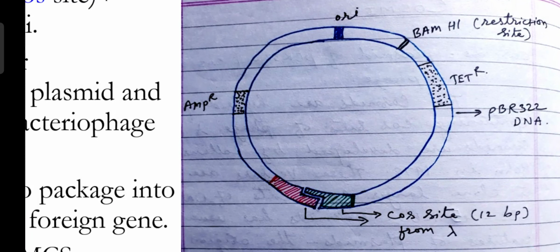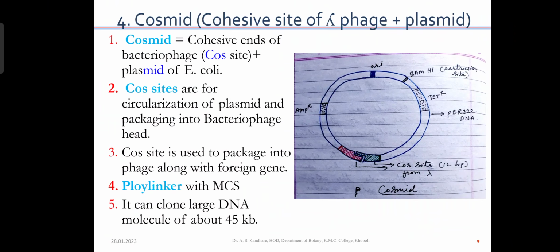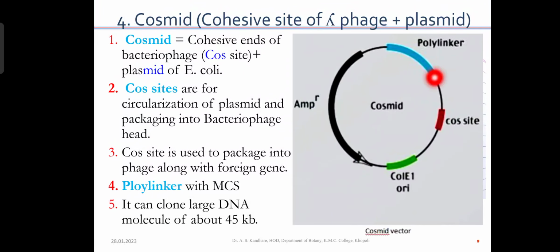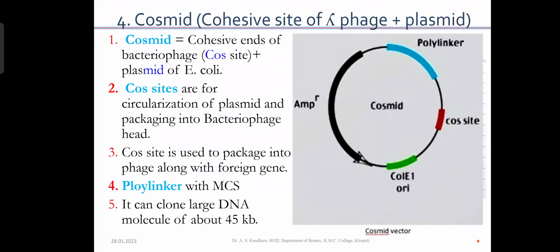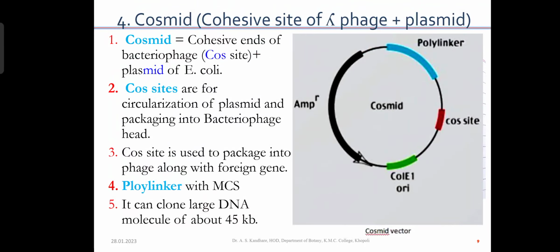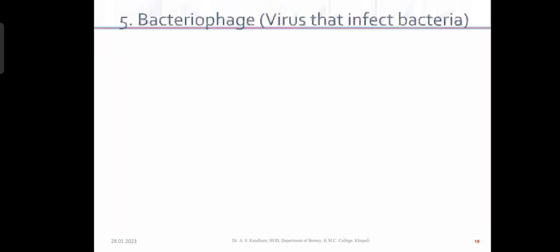So this is the simplified construction of a cosmid. This is another figure. Here I have shown the polylinker. In the previous figure I had not shown the polylinker. So here you can see this polylinker. So this is the cosmid.